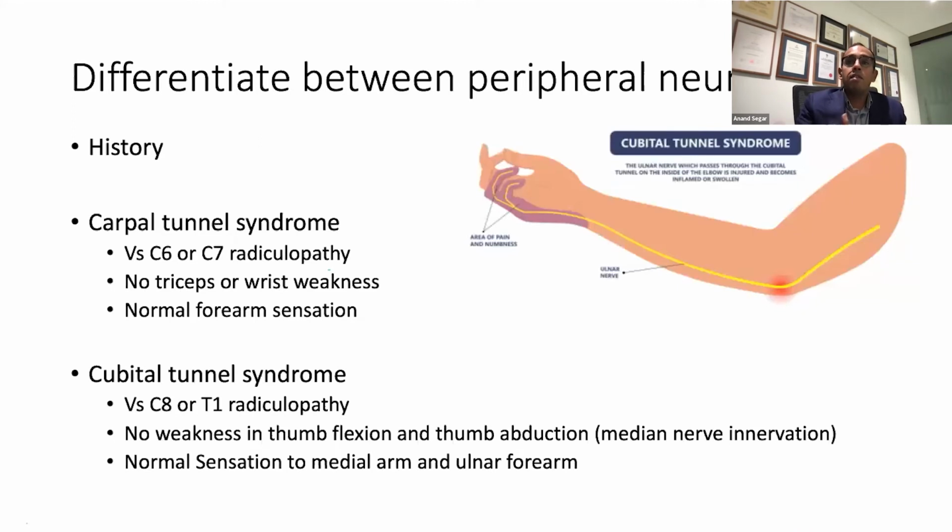Cubital tunnel syndrome, so it's ulnar nerve compression behind the elbow, confuses people with C8 or T1 radiculopathy. So cubital tunnel patients don't have weakness in thumb flexion or thumb adduction because those are median nerve muscles. So no weakness with thumb abduction or finger flexion or thumb flexion. But they do have weakness in intrinsics, and they will have normal sensation on their medial arm generally. But it is difficult to differentiate between ulnar neuropathy, carpal tunnel syndrome, and cervical radiculopathy.